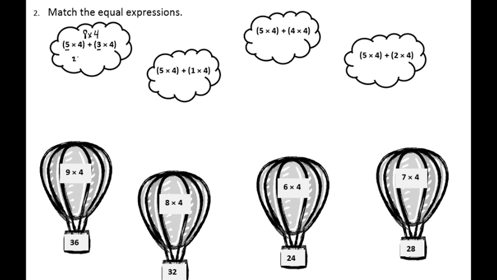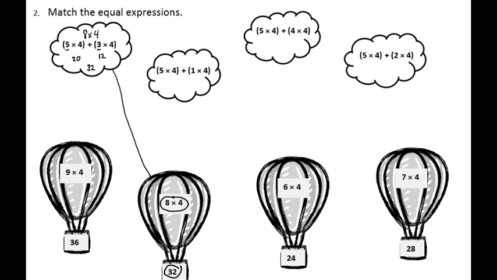5 times 4 is 20, 3 times 4 is 12. Combine them and I get an answer of 32. And I just need to find the balloon that matches that. Down here I see 8 groups of 4, which is 32. So this cloud matches this balloon.